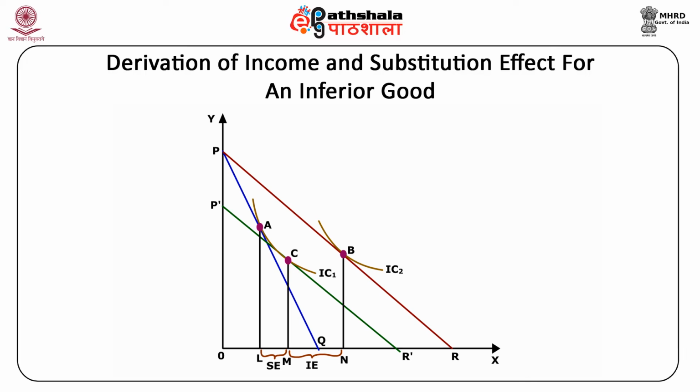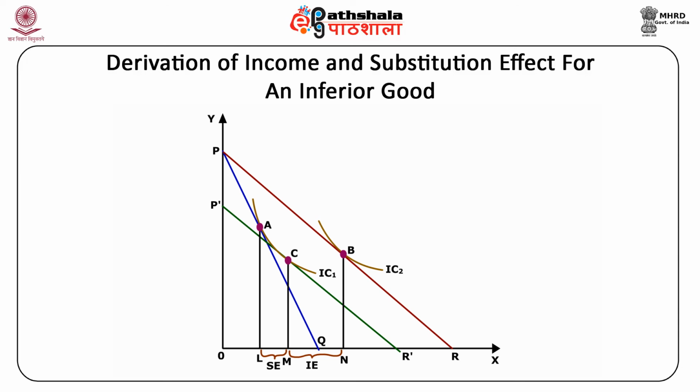In this case, the substitution effect LM is opposite in sign and greater in magnitude compared to the income effect MN, so that the total price effect is positive. As the price of good X falls, owing to the substitution effect, quantity demanded increases by LM, whereas owing to the income effect, quantity demanded is reduced by MN, but LM is greater than MN.